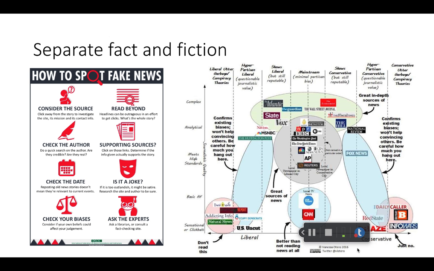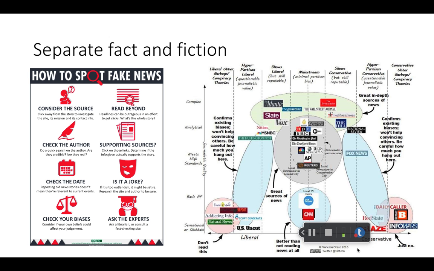So on the left you see some tips on how to spot fake news: consider the source, read beyond the headlines, check where the author is coming from, look at the supporting sources the author uses, check the date, see how current this is, make sure it's not a joke. Check your own biases in terms of how you're thinking about this material. And when in doubt, ask the experts. Ask a librarian or consult a fact-checking site.